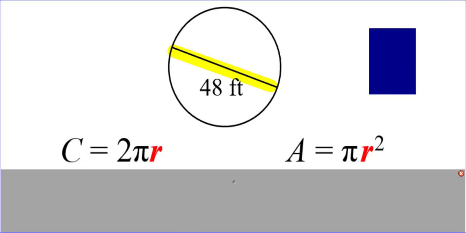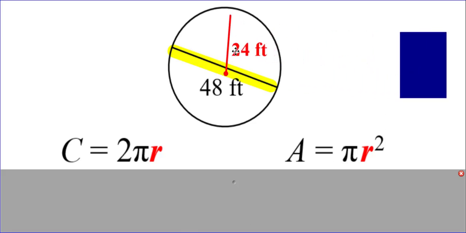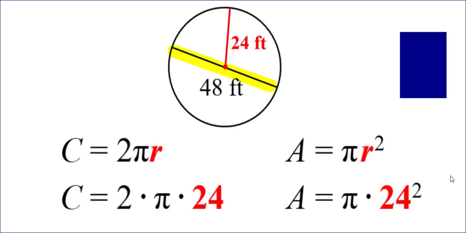That's the diameter. The way that you can get radius from the diameter is by cutting that diameter in half, also known as dividing it by 2. 48 divided by 2 would be 24. So 24 feet on this problem is your radius, and therefore 24 replaces the r.